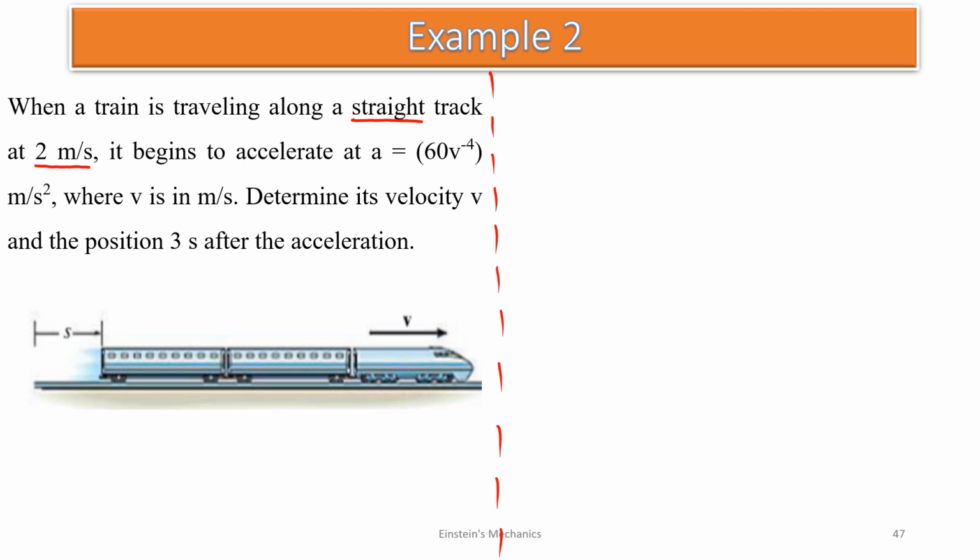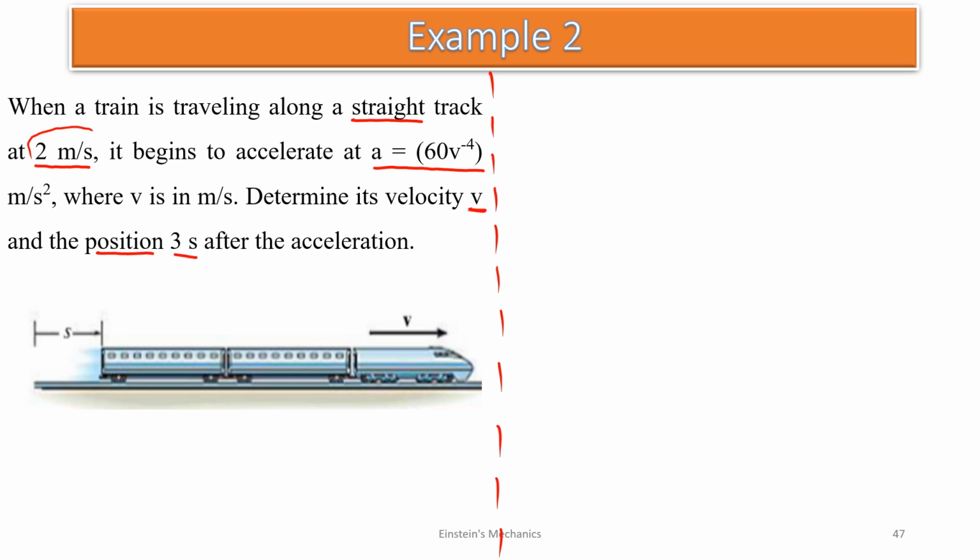So acceleration is given in terms of a function, 60 v raised to the power negative 4 meter per second squared, where v, the velocity, is in meters per second. Now determine its velocity, that's the final velocity v. Because we are given initial velocity, we are to determine final velocity and the position x after 3 seconds.